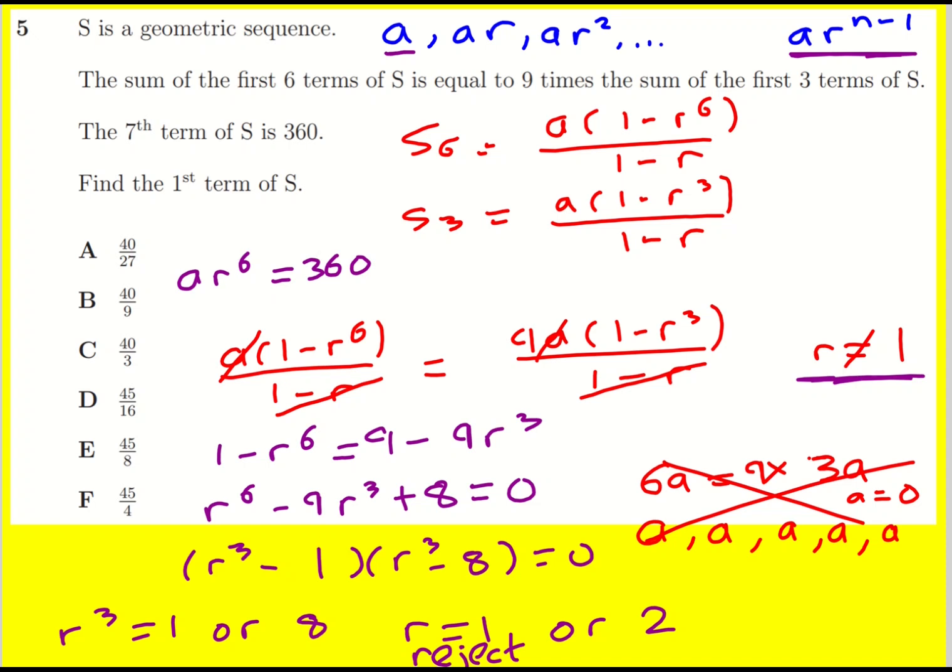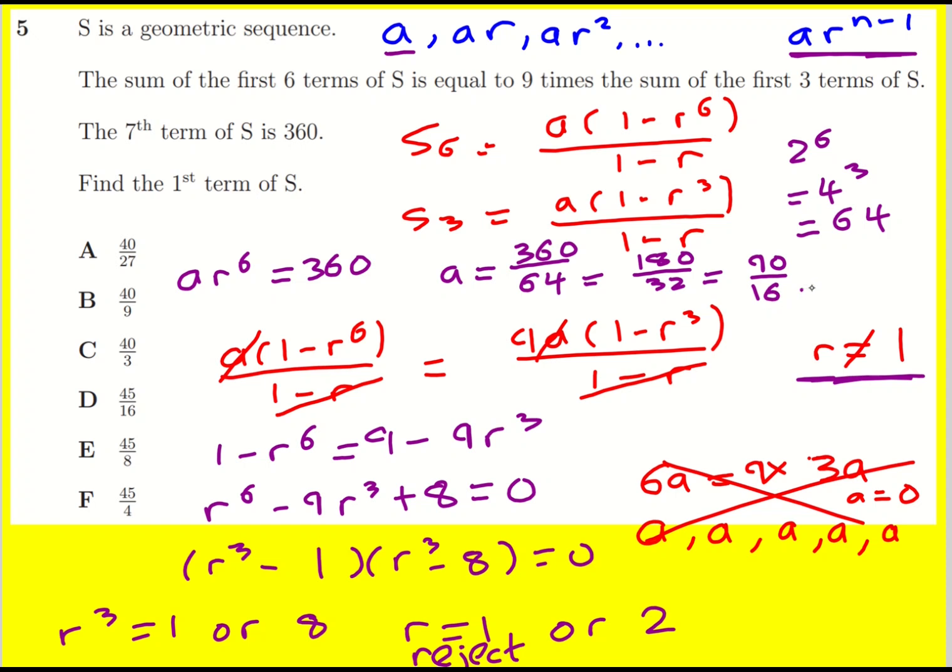Just got to work out what 2 to the 6 is. Well, 2 to the 6 is the same as 4 to the 3, which is 64. So A is going to be 360 divided by 64, which is 180 divided by 32, or 90 over 16, or 45 divided by 8. Okay, I probably could have got that a bit quicker, but I just halved it each time. The answer is going to be E.